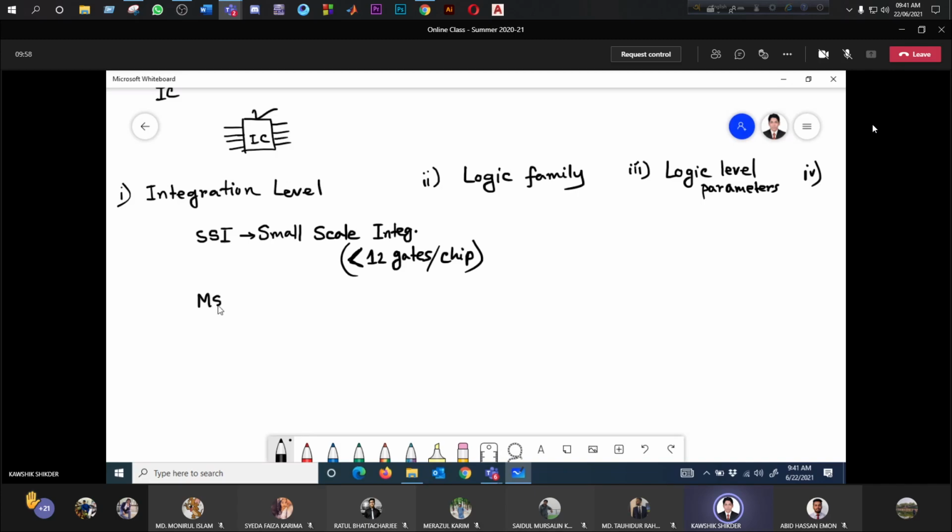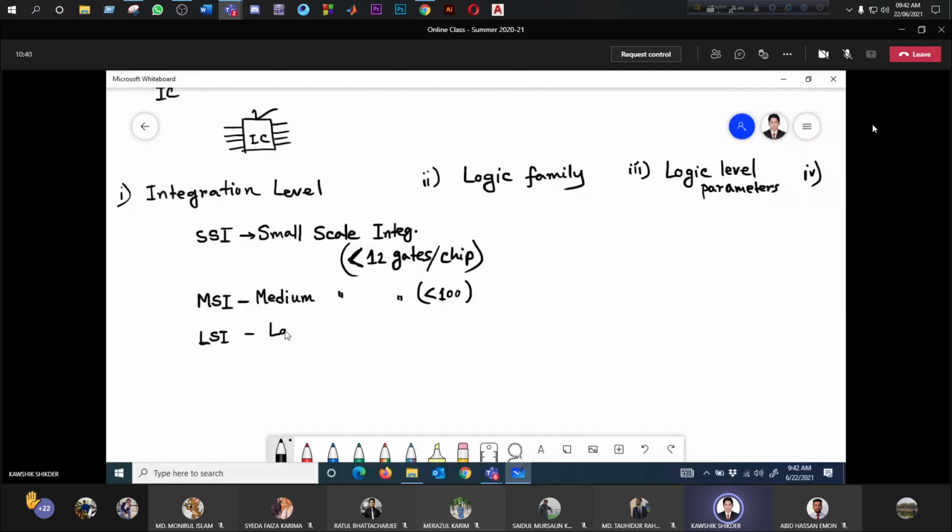Next one is MSI. Can you guess M for what? S for small, M for medium. Medium scale integration has less than 100 gates per chip. Can you guess this one? Large scale integration.